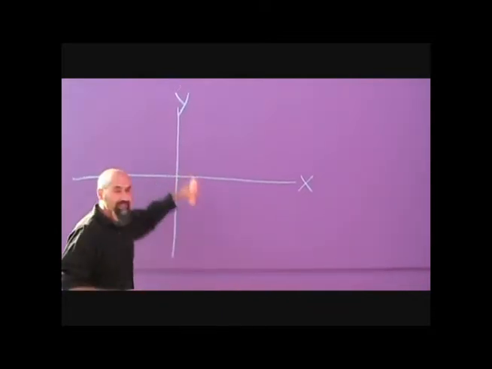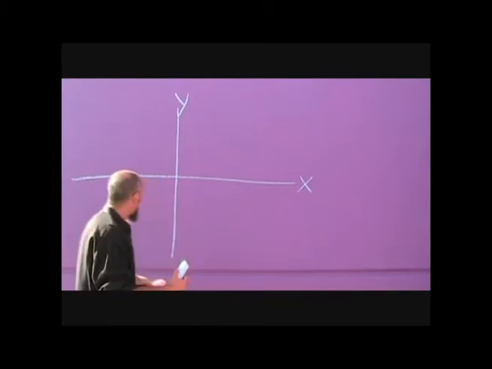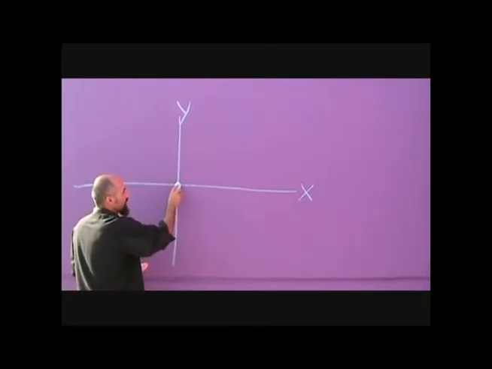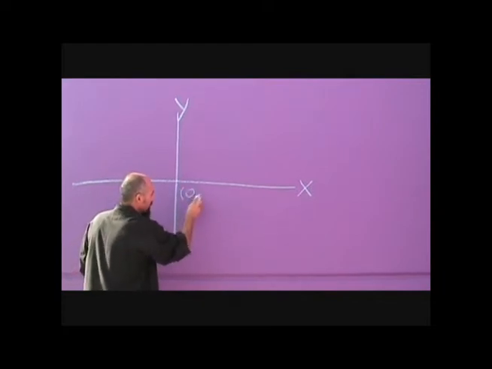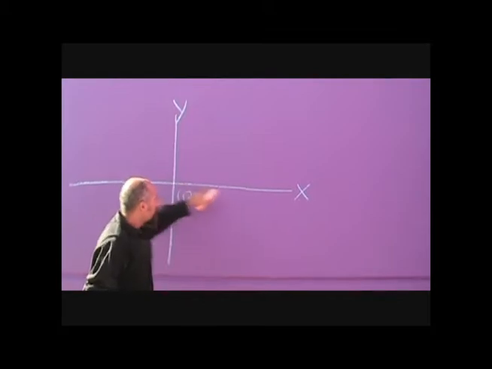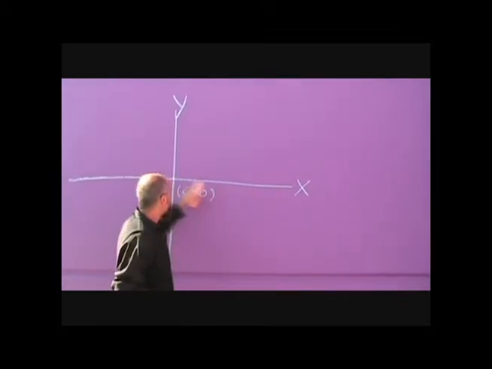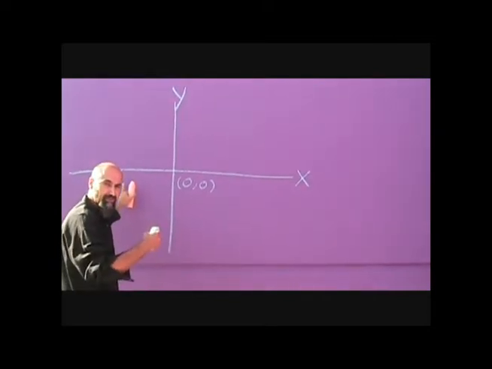Now, with any coordinate system, you have to have a frame of reference. The frame of reference for us is going to be right here. So this location here is going to be called 0, 0. And from here, if you go off in this direction, you're going to go in the positive x direction. If you go off in this direction, you're going to go in the negative x direction.